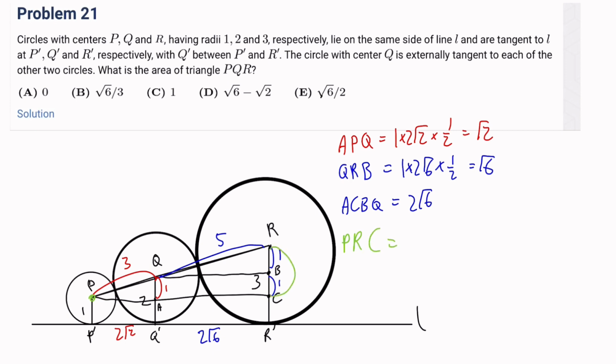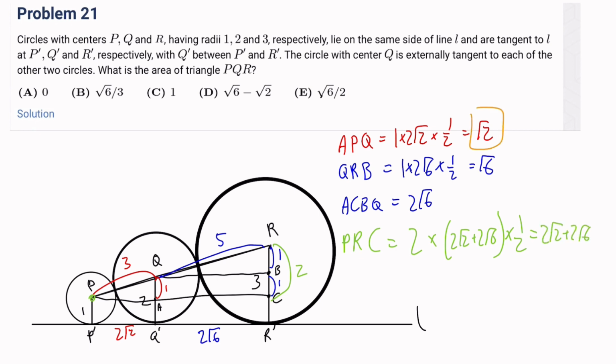It has height of 2. This is 2, right? So this is 2 times, and this is 2 root 2 plus 2 root 6, and that times 1/2 because it's a triangle. And so this will be equal to 2 root 2 plus 2 root 6, right?